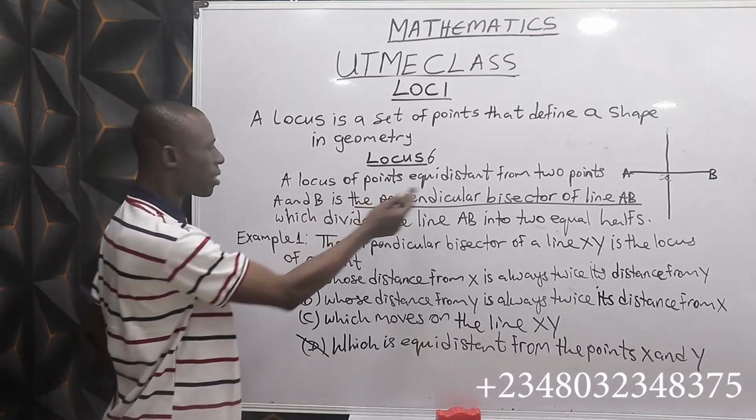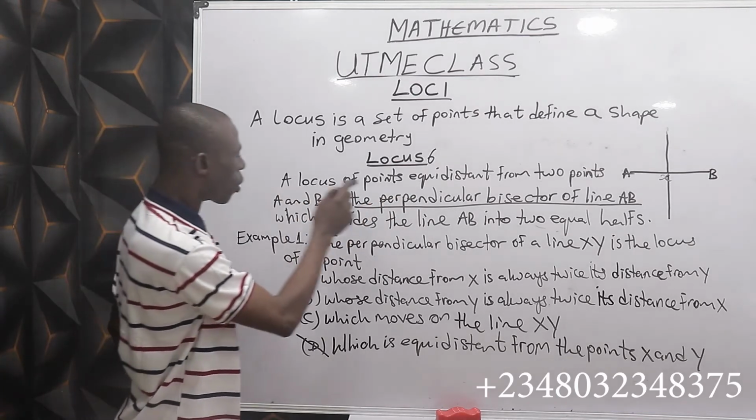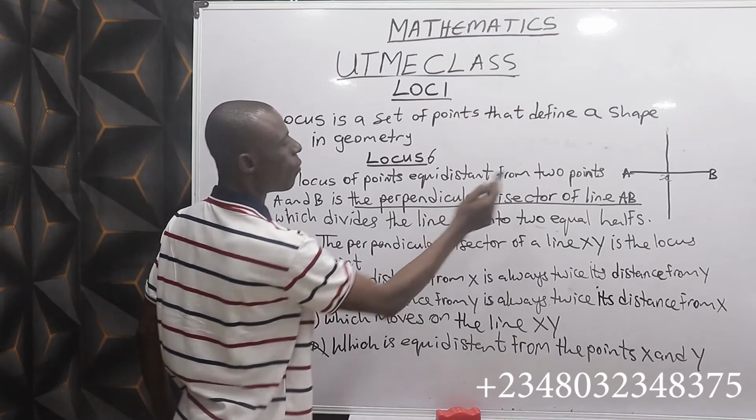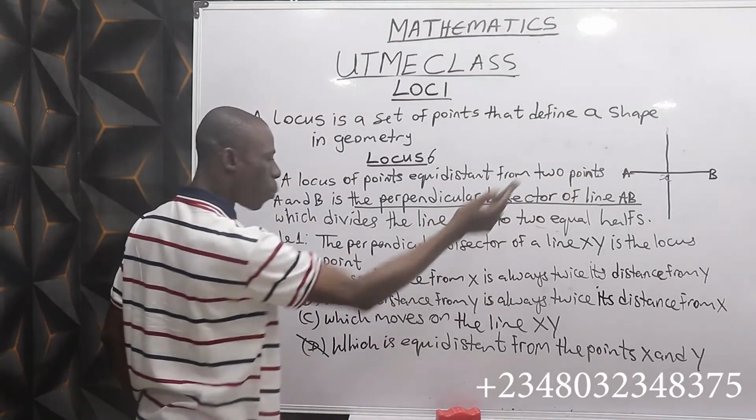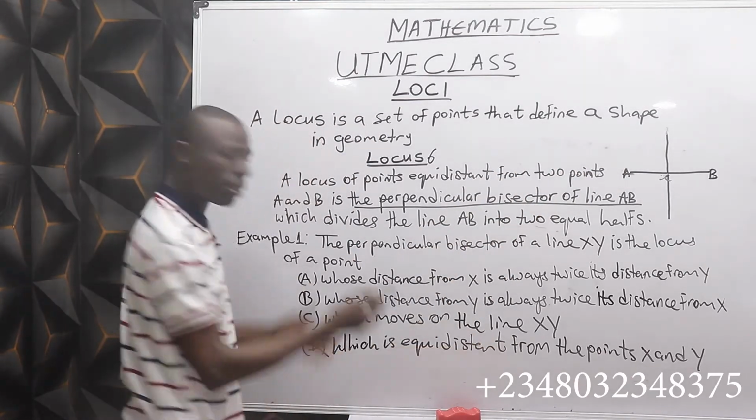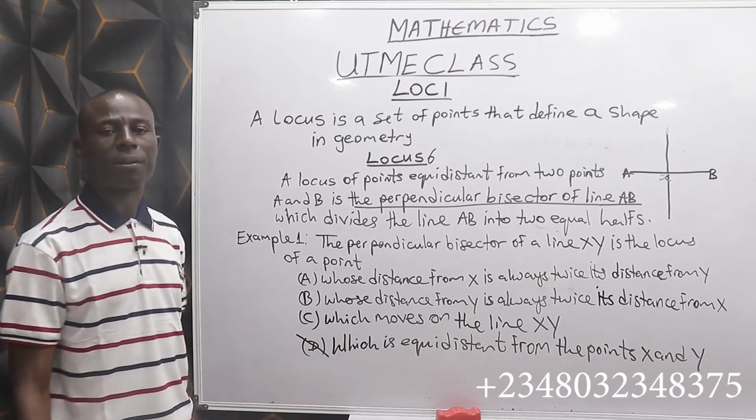That is the answer. Option D is the correct answer. You can see it in the description there. That's a locus of point equidistant from 2 points. What are the 2 points here? X and Y. So that is the answer.